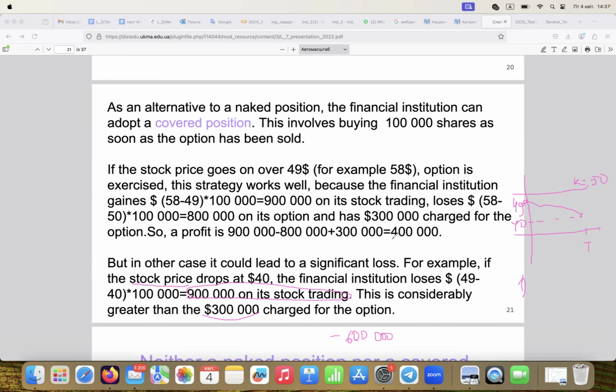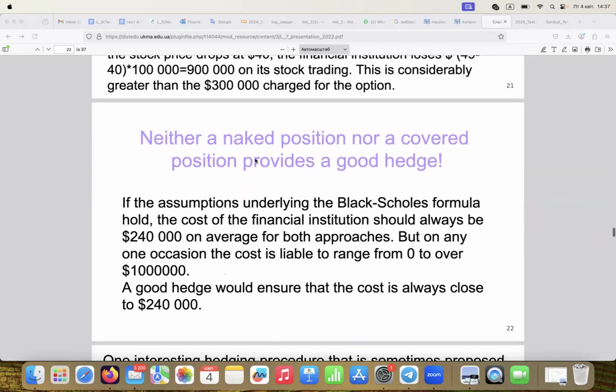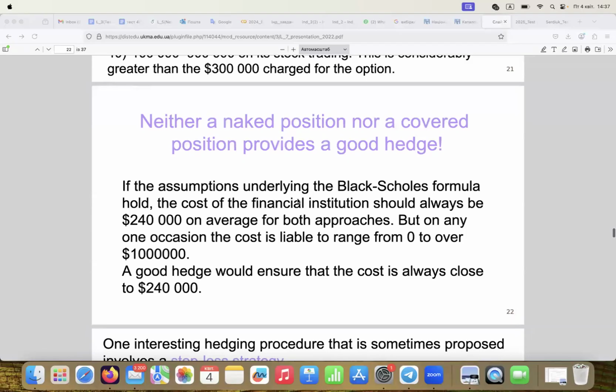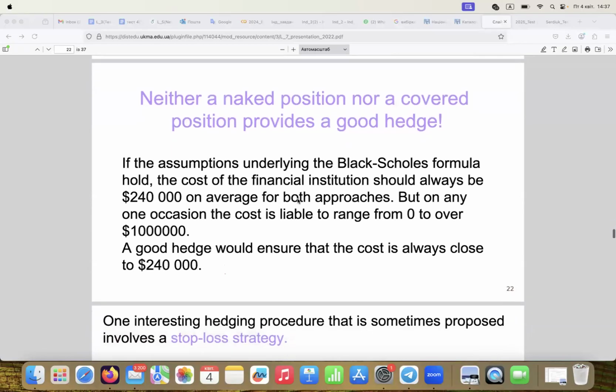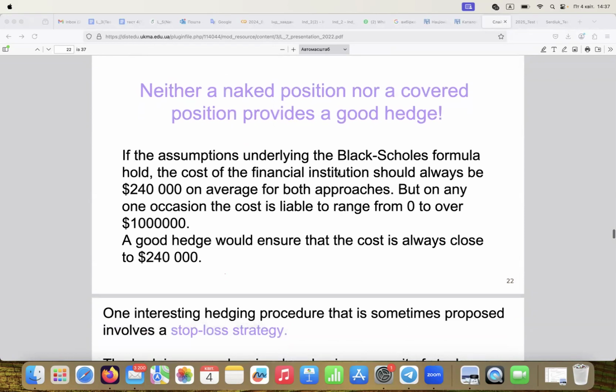So for the first scenario we have profit, but for the second scenario we have loss. And so in summary, neither a naked position nor a covered position provides a good hedge. It's not free.